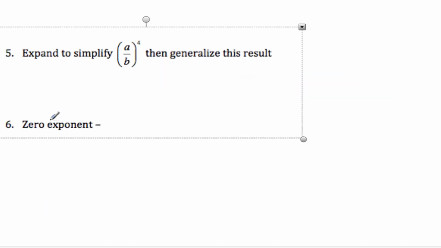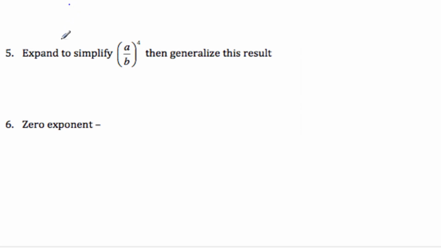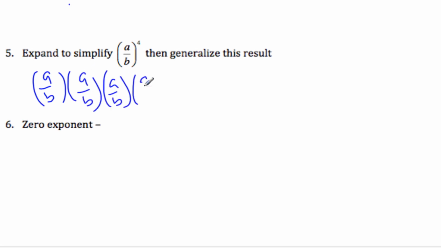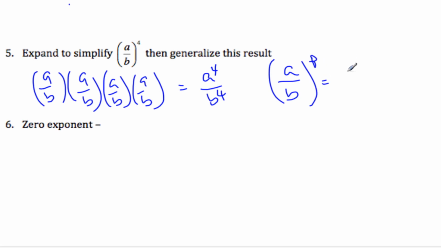All right. There we go. 2 more to go, and then we're going to wrap this one up. So expand to simplify a over b to the power of 4. Well, very similar. I'm dividing. It's a over b, a over b, there's 4 of them. And that's going to be a to the power of 4 over b to the power of 4. So to generalize it, if I have a over b to the power of p, I get a to the p over b to the p.